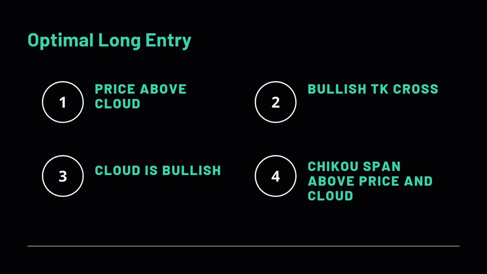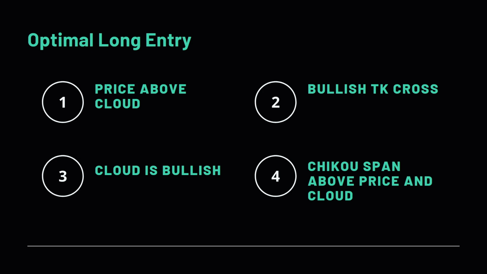The third thing is that the cloud itself should be bullish. Again, there are some different setups that we're going to go through later on in the series, where you won't get that. Like when we get to the edge-to-edge trade, for example, that's going to be a completely different method of trading. But for the optimal long entry, again, keep it as simple as possible. You want the cloud to be bullish. You want the cloud to be on the side of the trade that you're going to be taking.